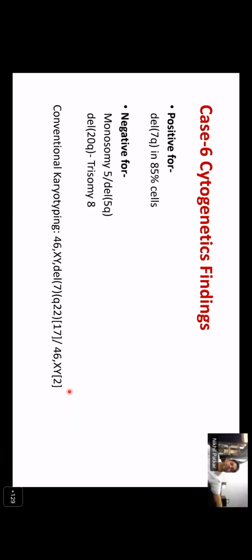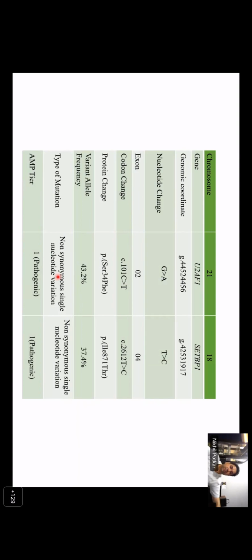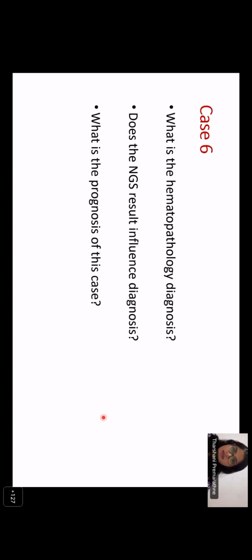All right. So cytogenetics, what does it show? It shows deletion 7q in many of the cells, and you can see even on conventional karyotyping, it's 46XY deletion 7q. Okay. So coming to the NGS findings, would you like to read these, Harshini? There are two mutations, in genes U2AF1 and ZRSR2. These are point mutations, sir, and the variant allele frequencies are 43% and 37% respectively. So it is significant. There's nothing more in the NGS.